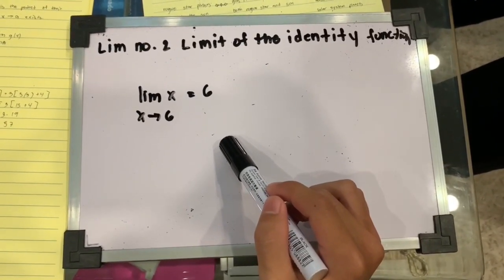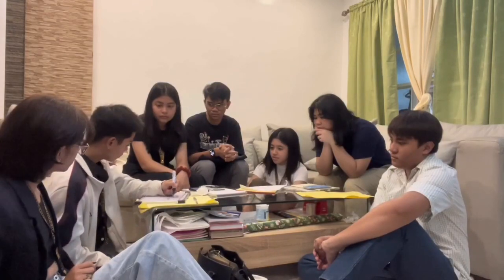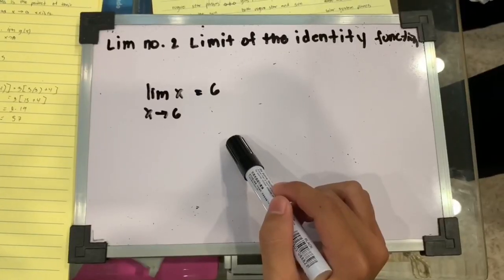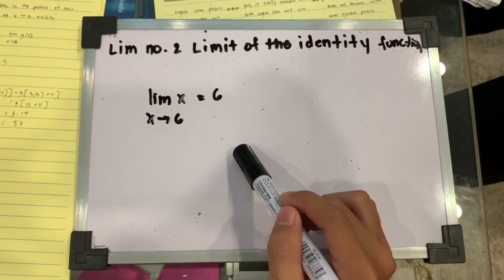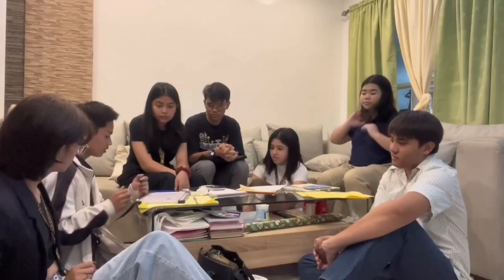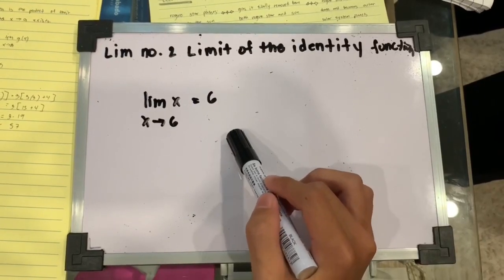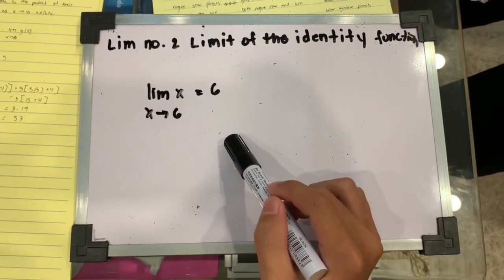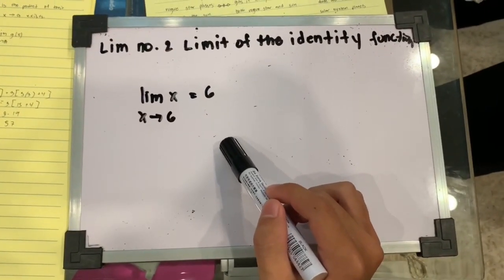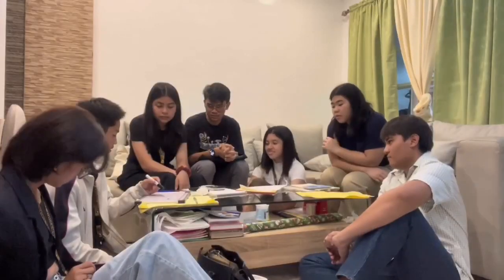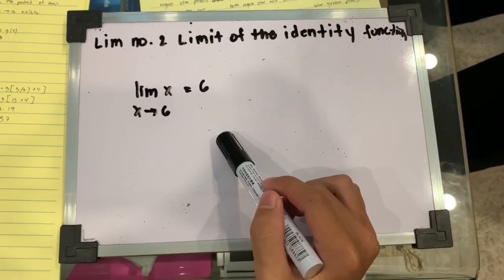An example of the identity function is the limit of x as x approaches 6. Okay? And the final answer is the value x approaches, like in the example, the limit of x as x approaches 6. So the answer is 6 because it's the value that x approaches.